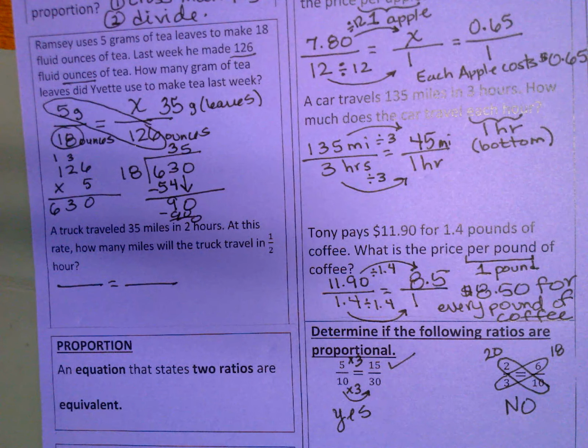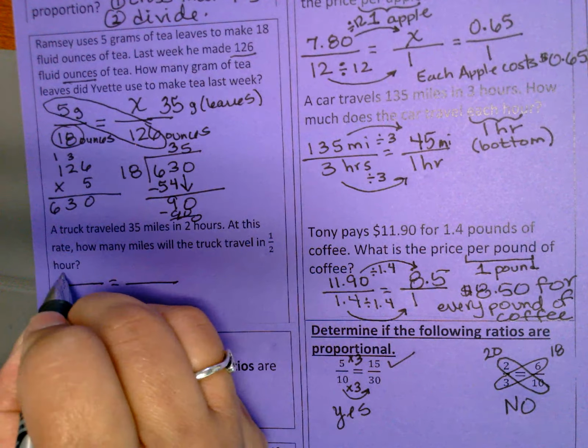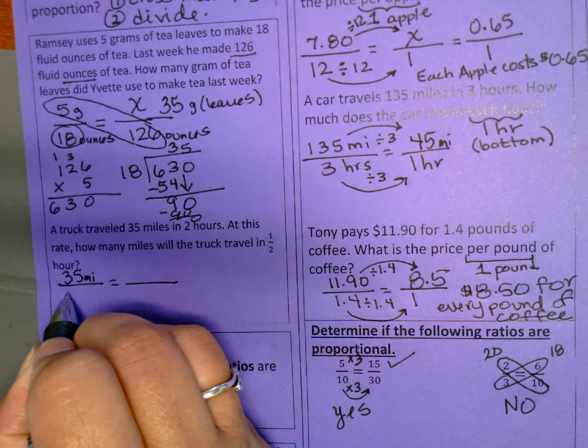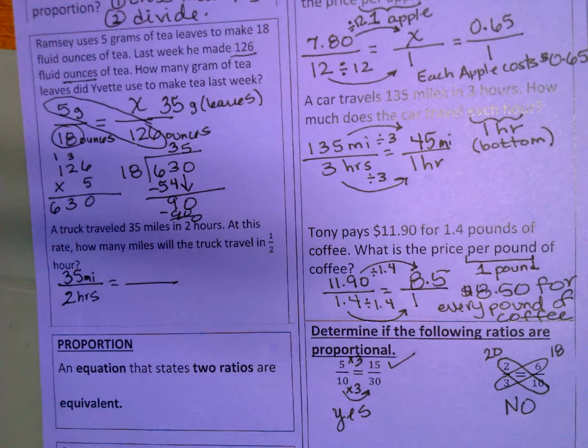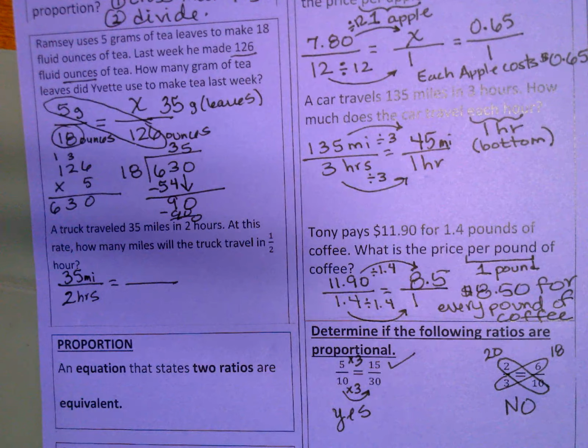Who wrote down the proportion? Me. Go ahead. Tell me this one. What did you write? 35 miles, and then down we have to put 2 hours. Very good. And then the next number was half, right? So you would have to use the number half. So where am I going to put it?